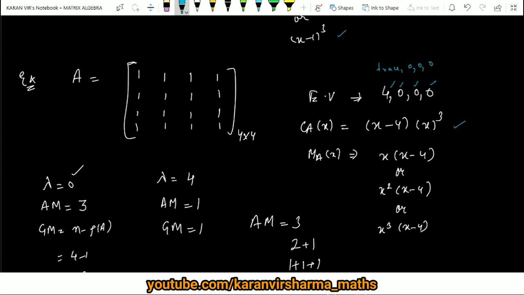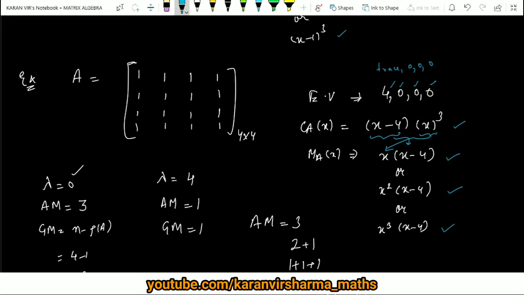Now we are asked to calculate the minimal polynomial, and by the previous definition, the x minus 4 factor will always appear and one factor of x will always appear. Now there are 3 other choices. The minimal polynomial can be x into x minus 4, or x square into x minus 4, or x cube into x minus 4. Again, this is a very time consuming process when you calculate the value of the determinant and then multiply, and then you have to check whether it is a zero matrix or not.